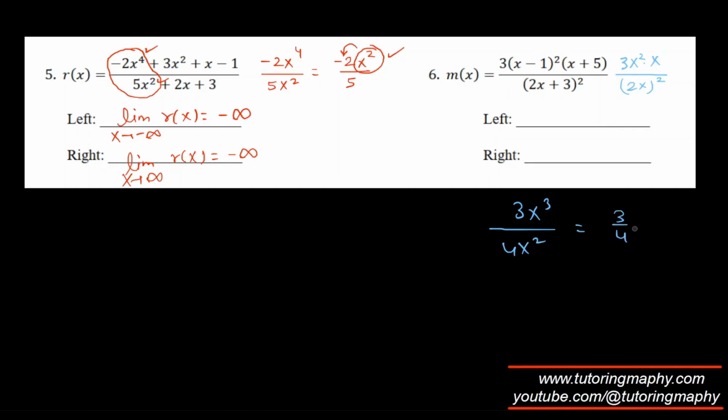So if we simplify this, we have 3 over 4x, and now this is a little different from the left one, right? Because if x now approaches towards the left side, negative infinity, this will become a negative number because x is going to a negative side. So this will be negative infinity. And likewise, if x approaches a positive infinity, this will become infinity over here.